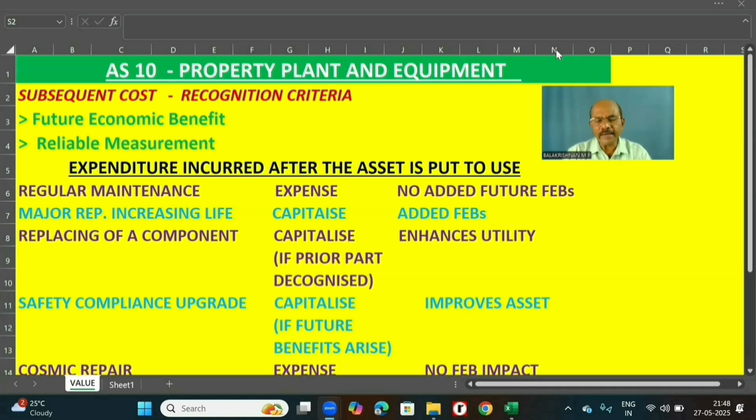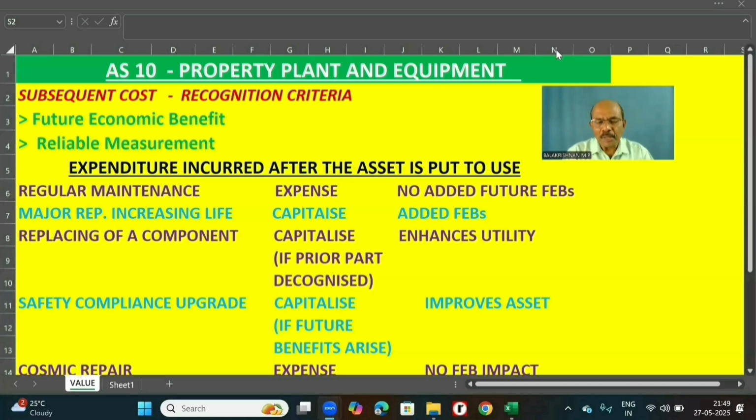Number one, day-to-day repairs. These are revenue in nature. Purchase, oil change, fixing a leak, repairing a machine. What is the purpose of all this? Just to maintain the asset in normal working condition. And now the treatment: expense it off. Why? No increase in future economic benefits. Just maintaining status quo. That's why.